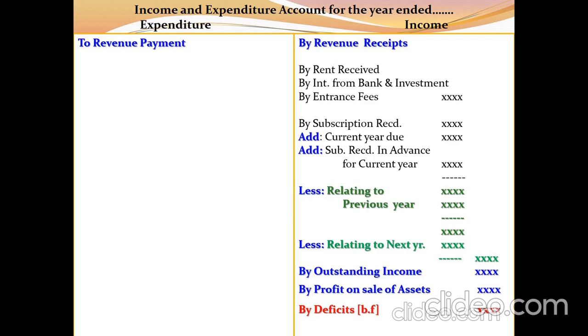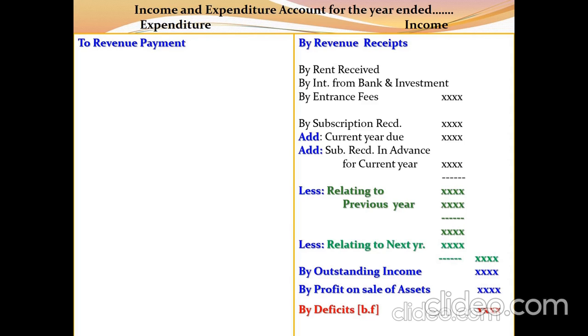Non-trading concerns also have some revenue receipts, which means recurring in nature. They will receive some amount from members regularly. For example, subscription received, entrance fees, rent received. So all these things are called revenue receipts. Just enter all the revenue receipts under the income side.